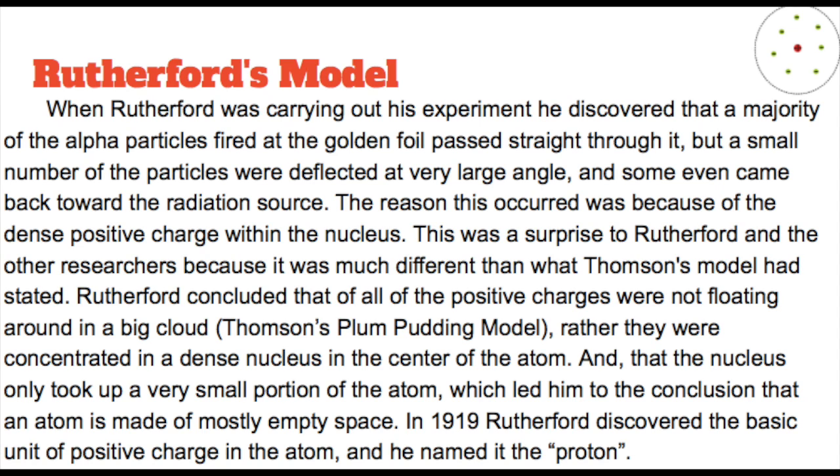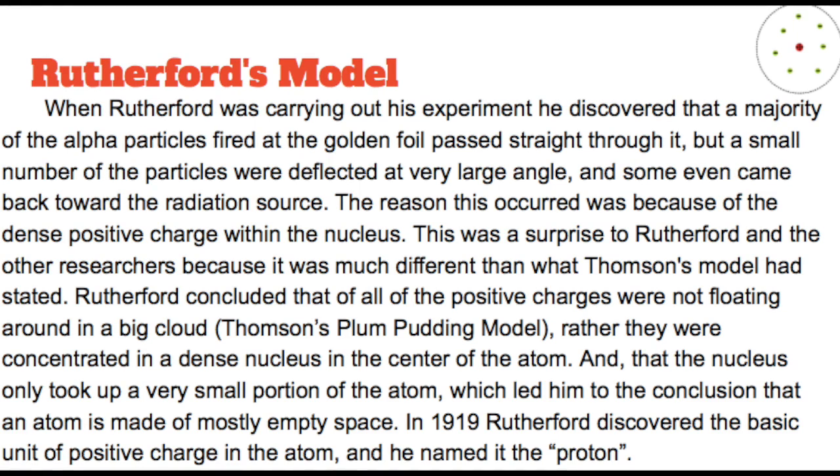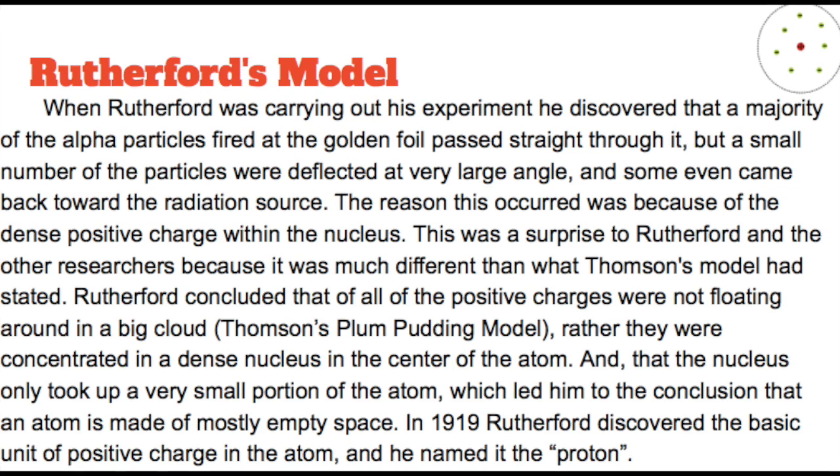Rutherford's model. When Rutherford was carrying out his experiment, he discovered that a majority of the alpha particles fired at the golden foil passed straight through it, but a small number of the particles were deflected at a very large angle, and some even came back toward the radiation source. The reason this occurred was because of the dense positive charge within the nucleus.